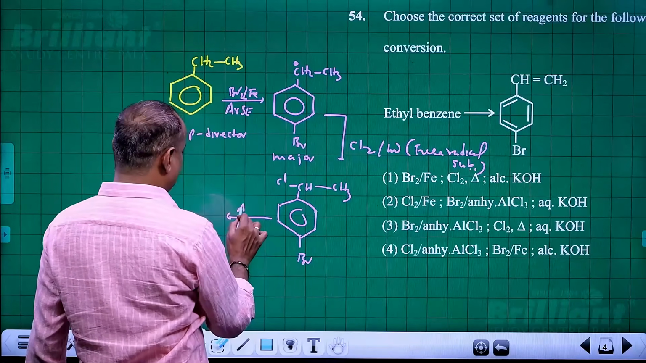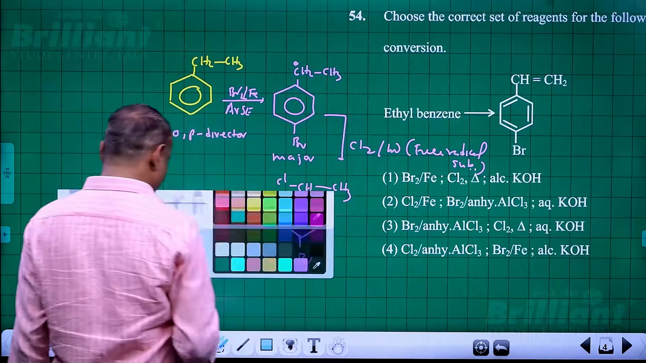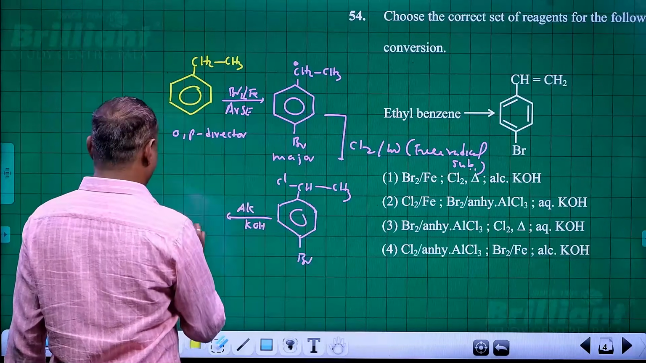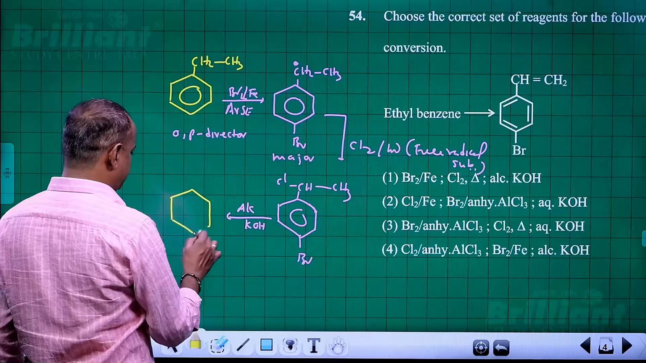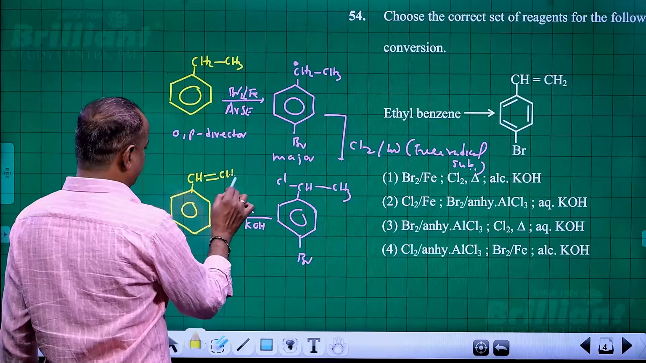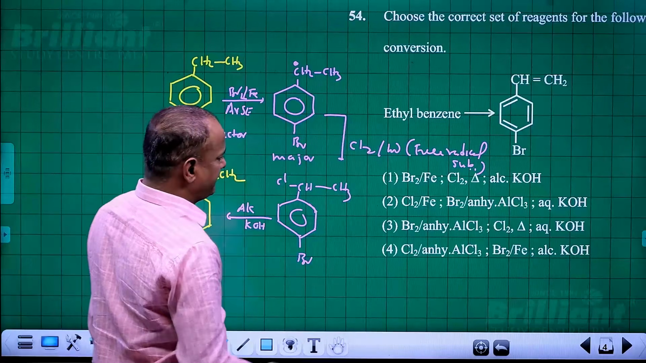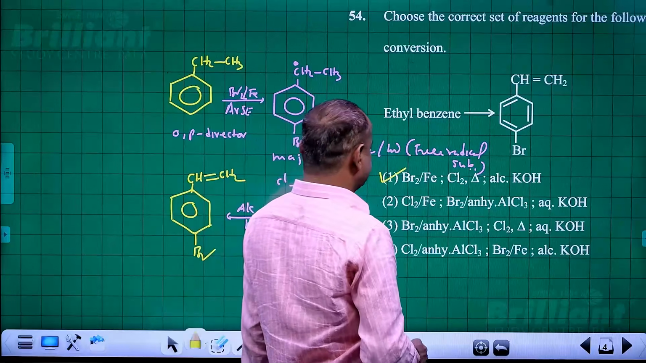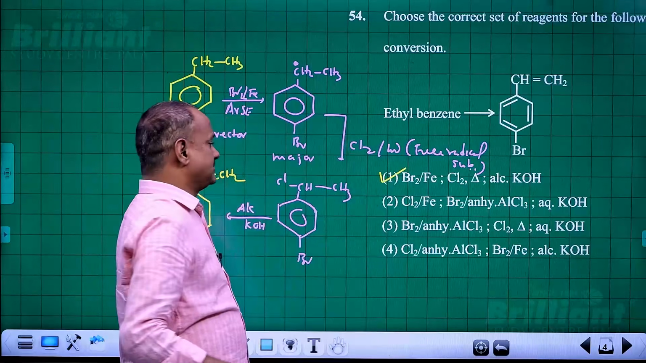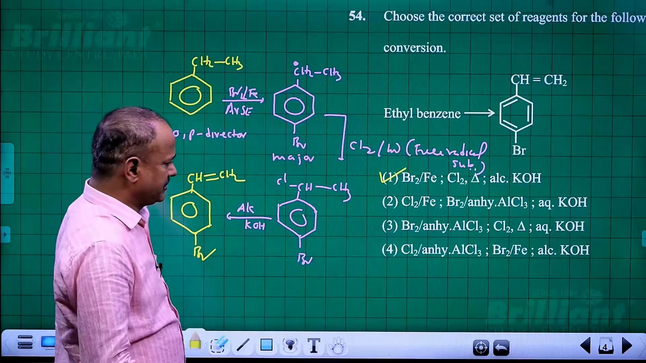Next alcoholic KOH, dehydrohalogenation. CH double bond CH2, Br. So correct set. First electrophilic substitution, next free radical substitution and alcoholic KOH.